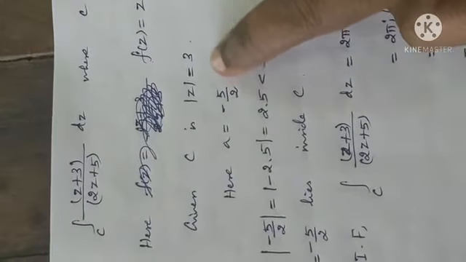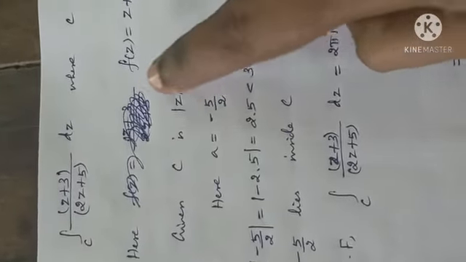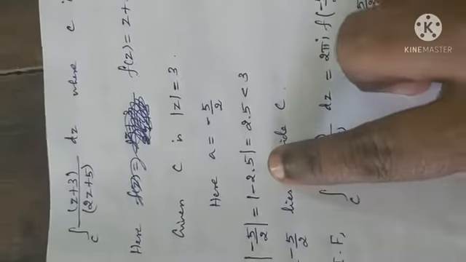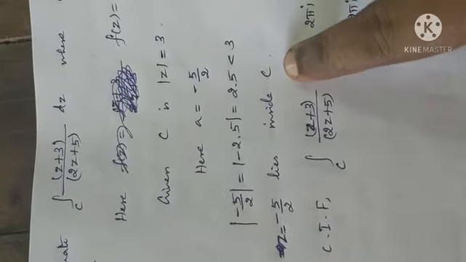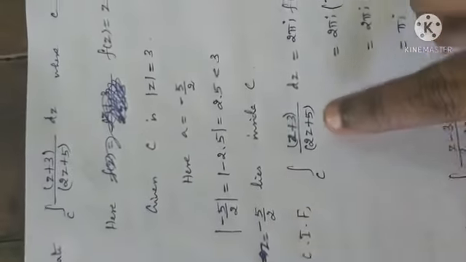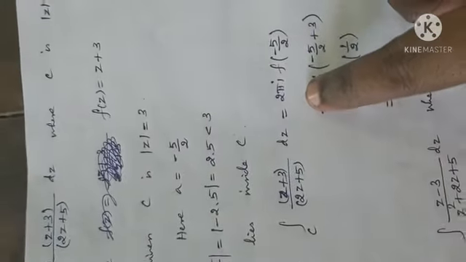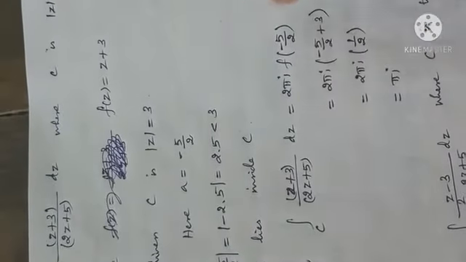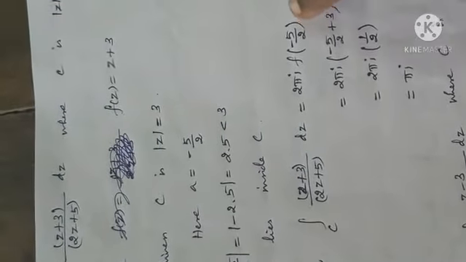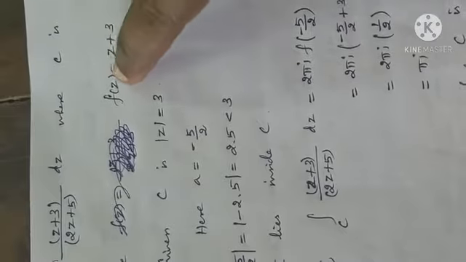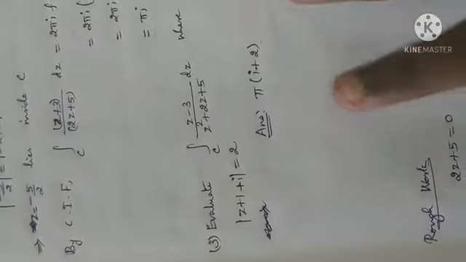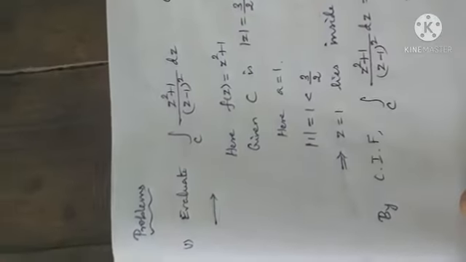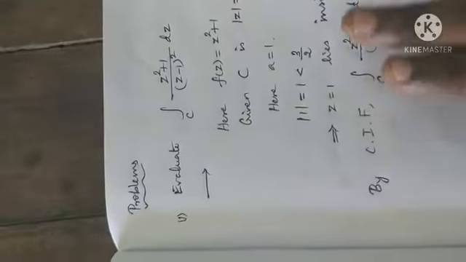You have to test whether it lies inside C or outside C. Modulus of minus 5 by 2 is 2.5, which is less than 3, so it lies inside C. Hence, by Cauchy's integral formula, the answer of the integral is 2 pi I into f of a, f of minus 5 by 2. So, in f of z, replace z by minus 5 by 2, you will get the answer. And I have given you a problem as homework. Now comes the new problem.